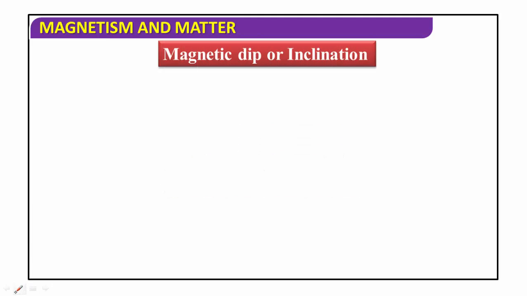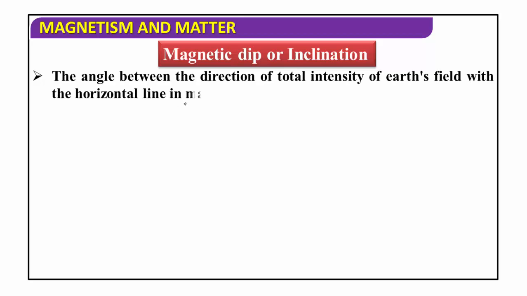And the next concept is magnetic inclination, also called magnetic dip. It is mathematically denoted by the symbol I or delta. It is the angle between the direction of the total Earth magnetic field and the horizontal line in the magnetic meridian. It is called magnetic dip or inclination.